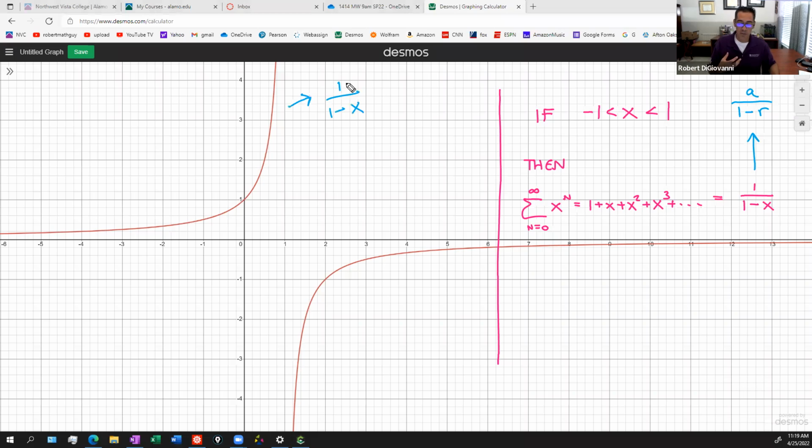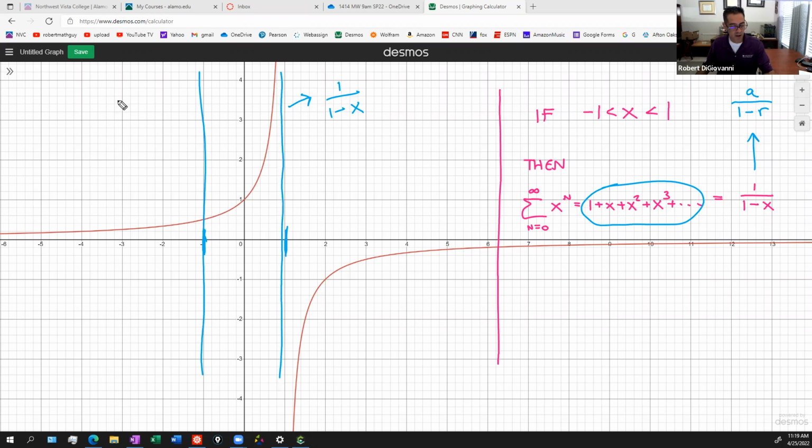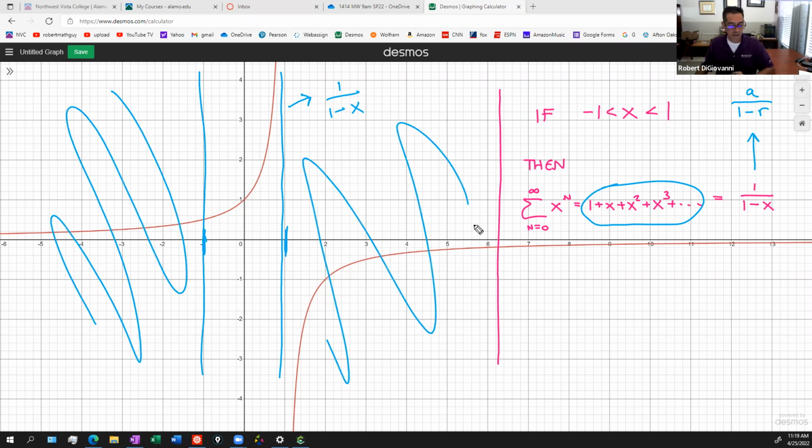What I'm telling you is that instead of graphing the function 1 over 1 minus X, you could graph this infinite polynomial, 1 plus X plus X squared plus X cubed forever, and they would be the exact same graph, but only between -1 and 1. So if we just look between here and here, the infinite polynomial is equivalent to 1 over 1 minus X. They would look exactly the same. Now, I have a better animation for you. This was just to get you thinking.